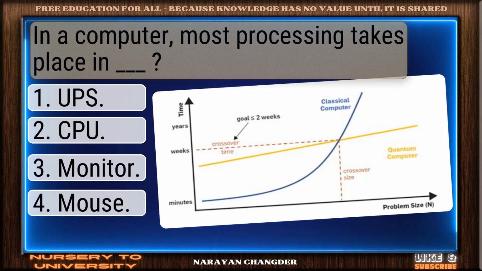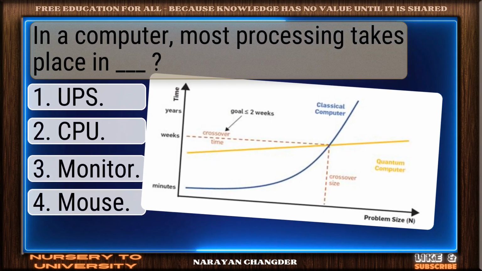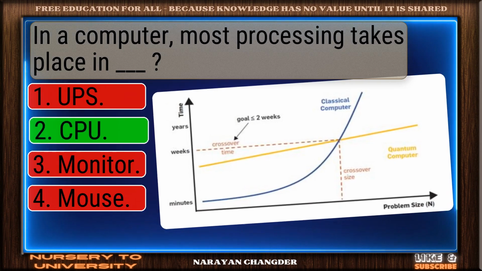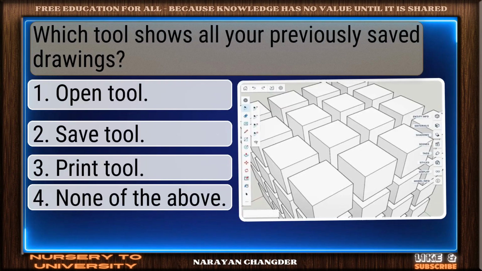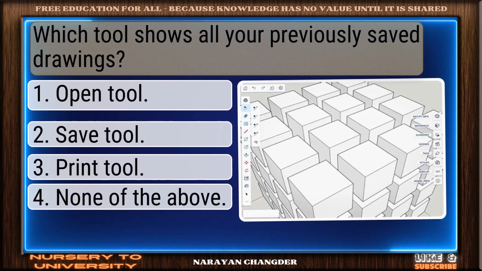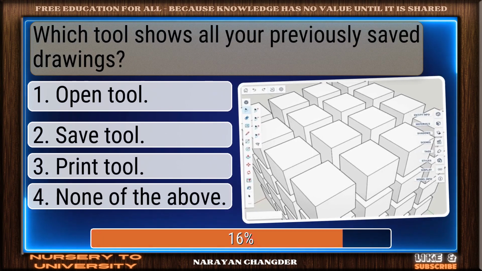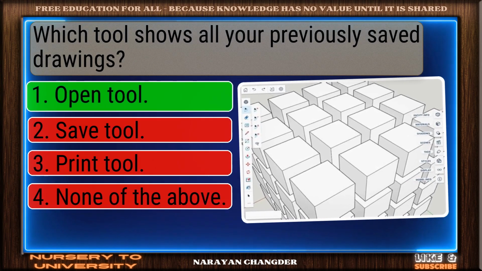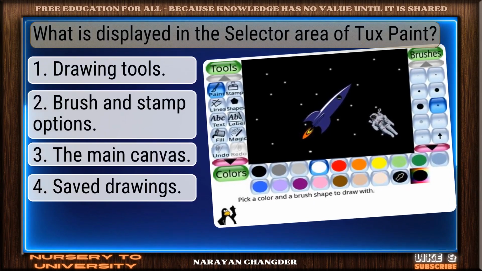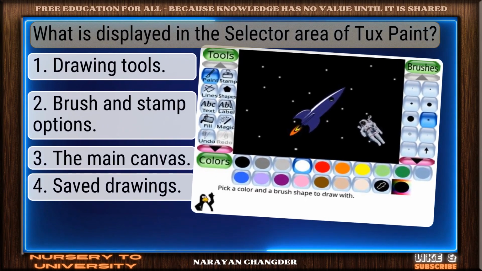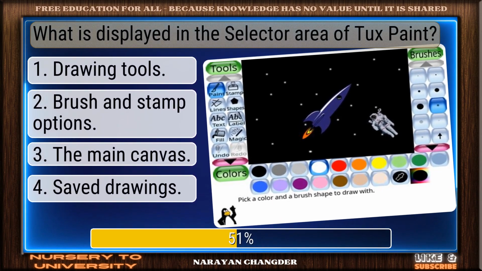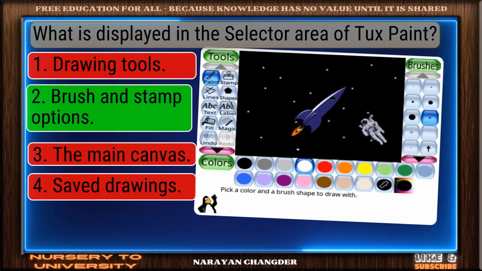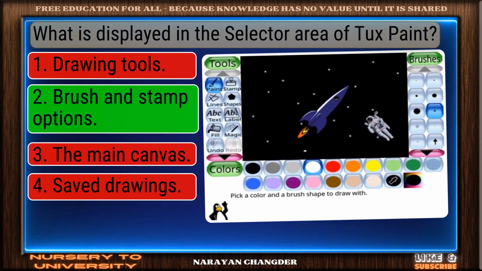In a computer, most processing takes place in dash. Correct. CPU is spot on. Which tool shows all your previously saved drawings? Perfect. Open tool is the one. What is displayed in the selector area of Tux Paint? Excellent. Brush and stamp options is well reasoned.